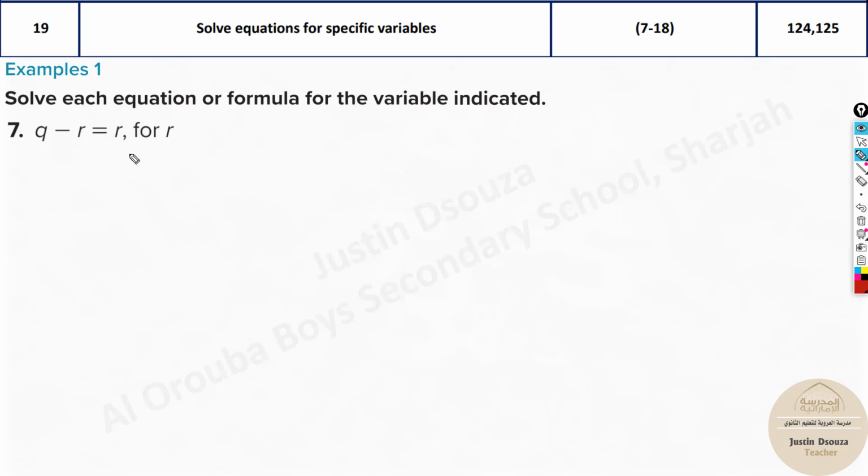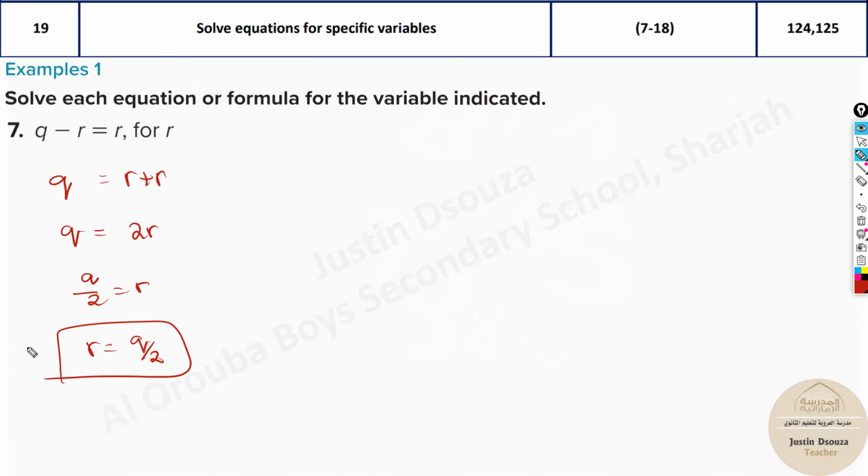So what you do is group the R's together. What I mean by that is, now Q, take R to the other side, it will be R plus R. Q is equal to R plus R is 2R. You want R to be alone, so divide both the sides by 2. You will get Q by 2 equals R. That is R equals Q by 2. This is your answer.